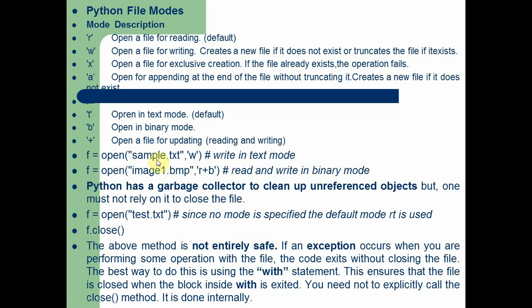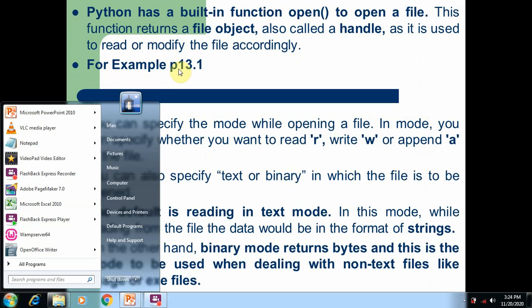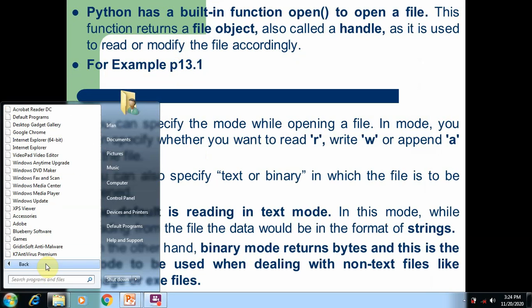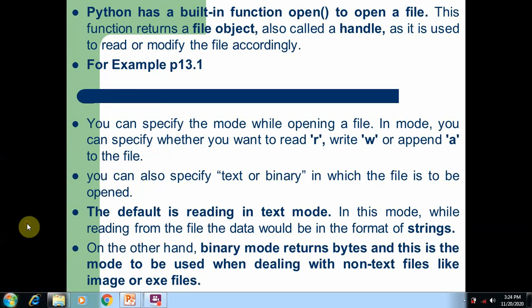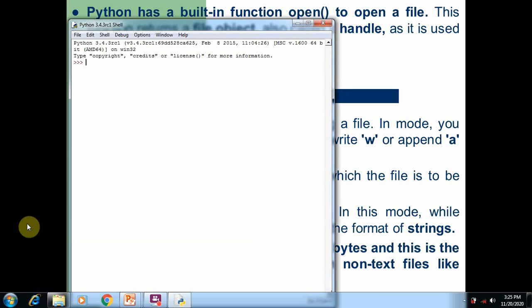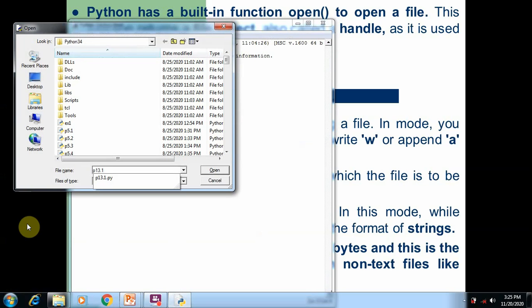In open there are two parameters: one is the name or path of the file, and the other is the mode of the file. Now we can understand this open and close function using Python program P13.1. So go to the Python software. Here I already created a file named P13.1, which contains the open and close functions, where we open a file and also close a file, with different modes.